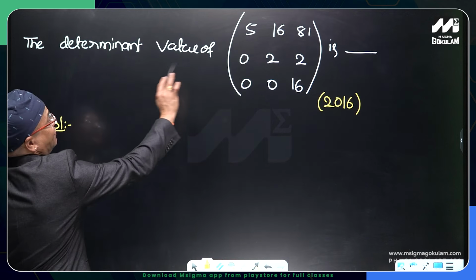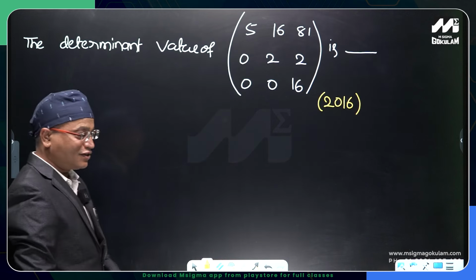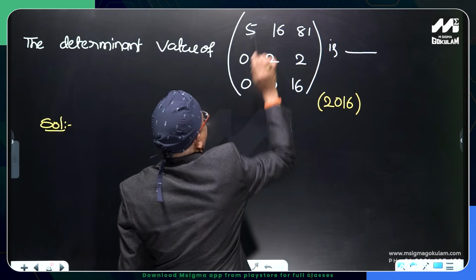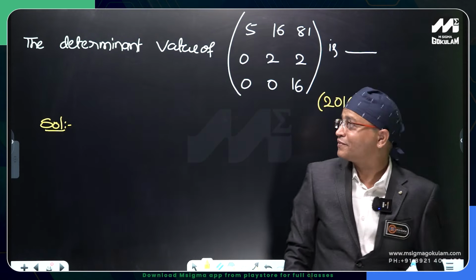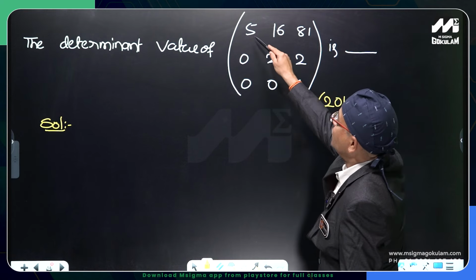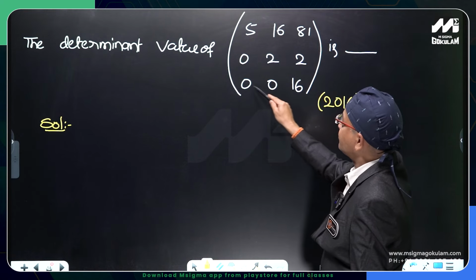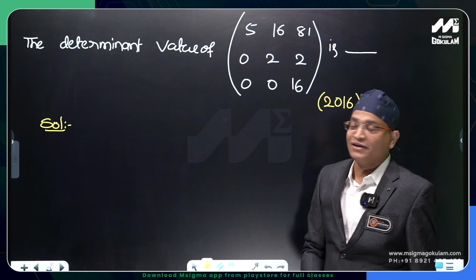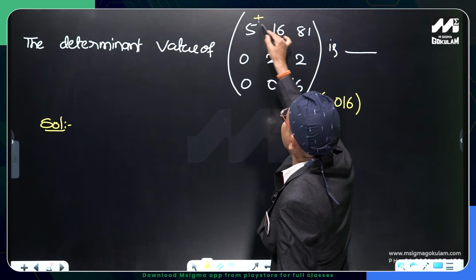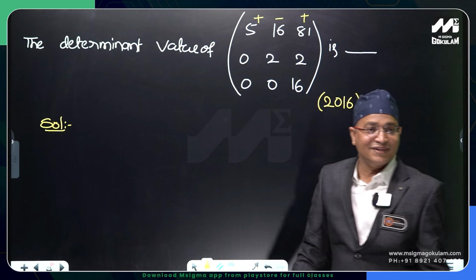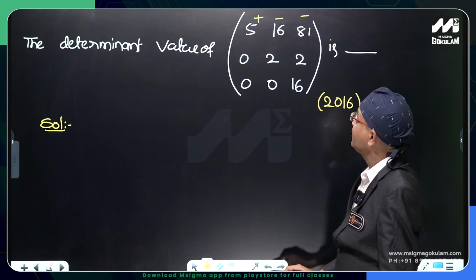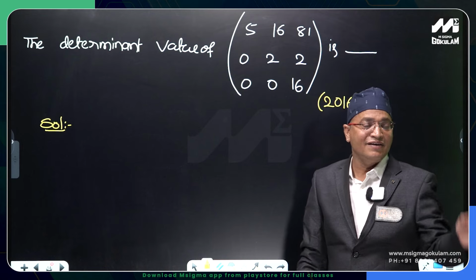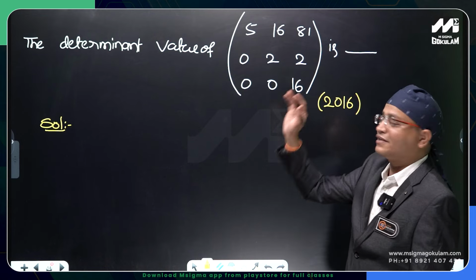What is the determinant of this matrix? In the starting of the chapter, I told this is an upper triangular matrix. You observe, here two zeros are there in the first column or in the last row. Utilize them, then easy to expand. Don't expand always like this, that is not correct. Utilize zeros, as many zeros as possible, wherever available.